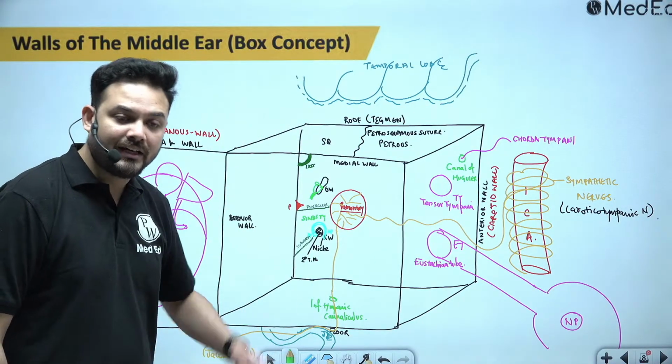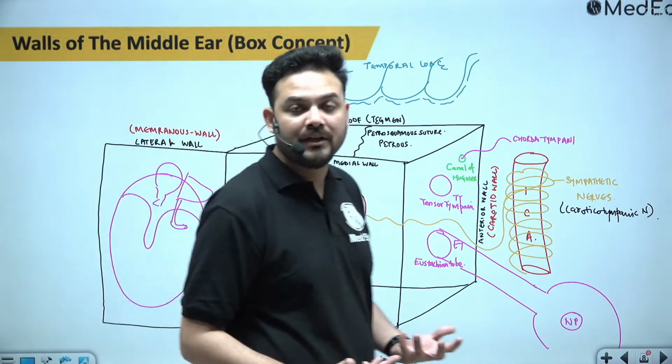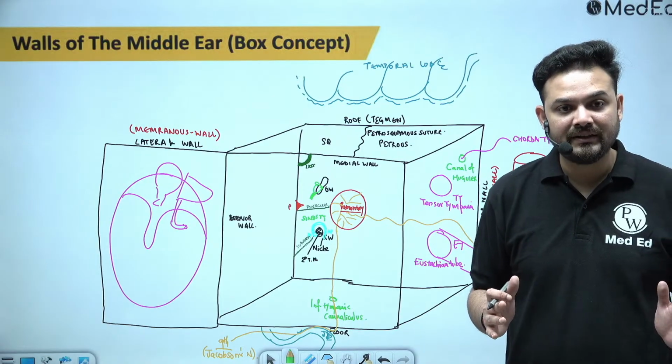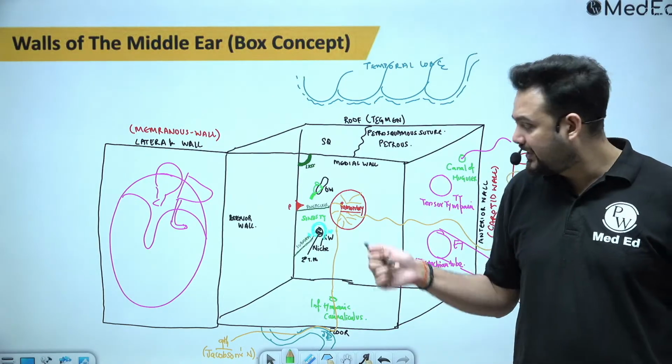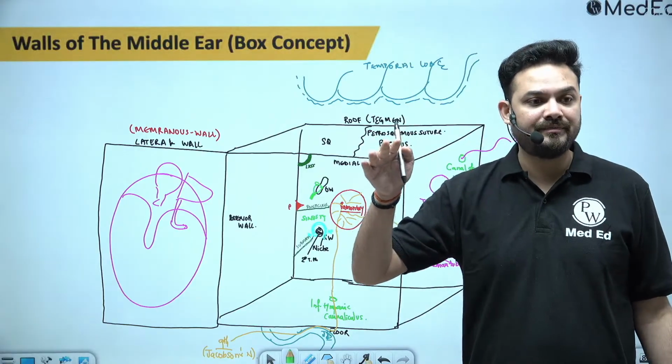Are we clear on what is sinus tympani? Are we clear on what is ponticulus? What is subiculum? What is this space all about? Very, very important space. So this is one space which is a hidden space of the middle ear.